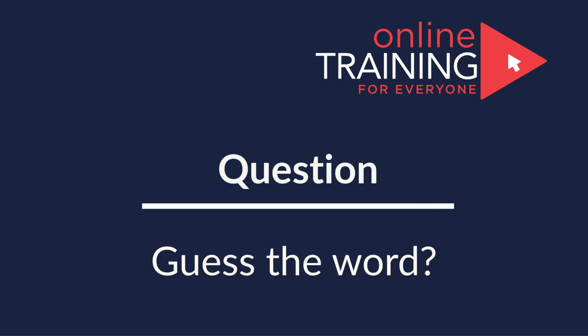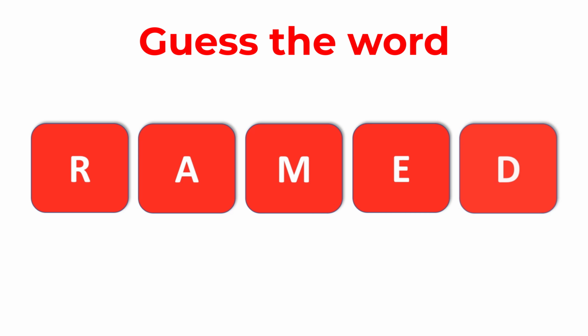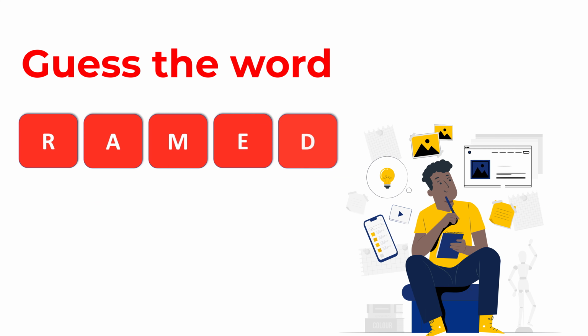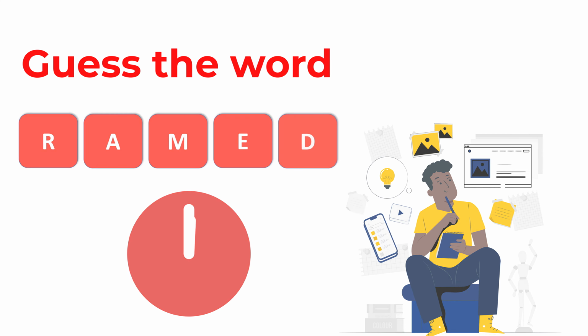Let's look at a question which you see on the test very often. You need to guess the word and you're presented with 5 different letters. On the screen, you see the letters R, A, M, E, D, and you need to form a valid English word using these 5 letters. If you're trying to practice for the test, you might consider pausing this video and giving yourself a little bit of time to solve this challenge.